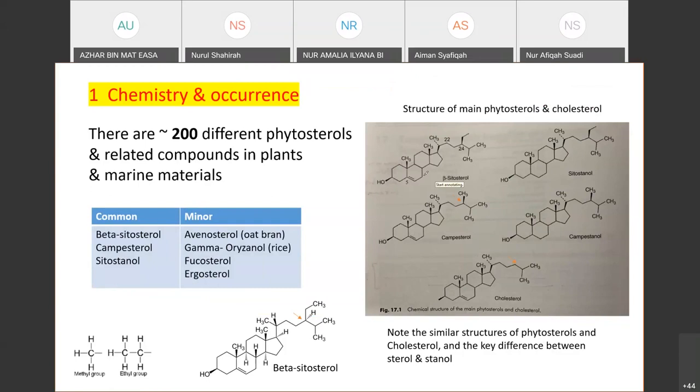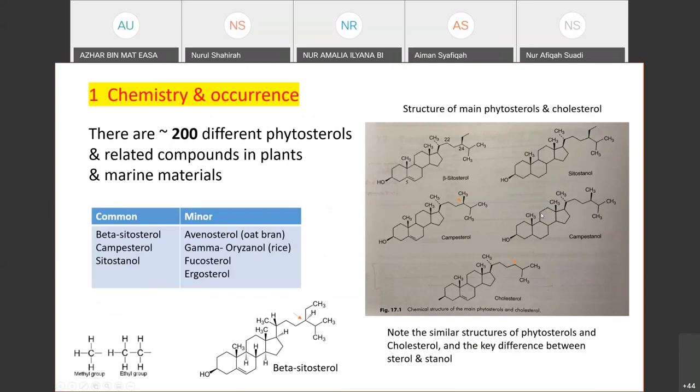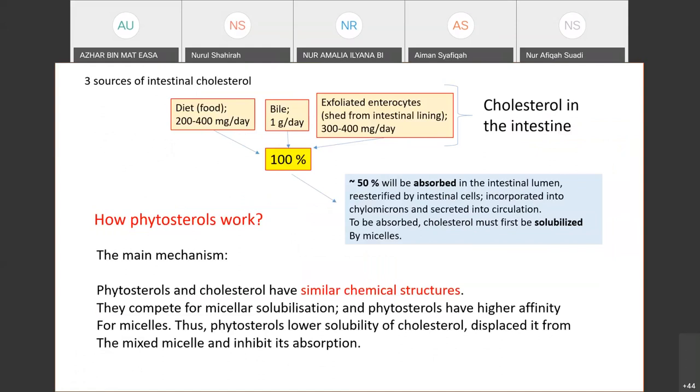You see here, that is carbon number 5. Okay, for the sterol, carbon number 5 has that double bond there. For stanol, that carbon number 5 basically has no double bond. So what we are saying here is that the stanol is the saturated counterpart, yeah, because of the absence of the double bond. So I hope everybody got this complex structure. I don't blame you, but you just keep on. Maybe you can hear this lecture again. You will get it.